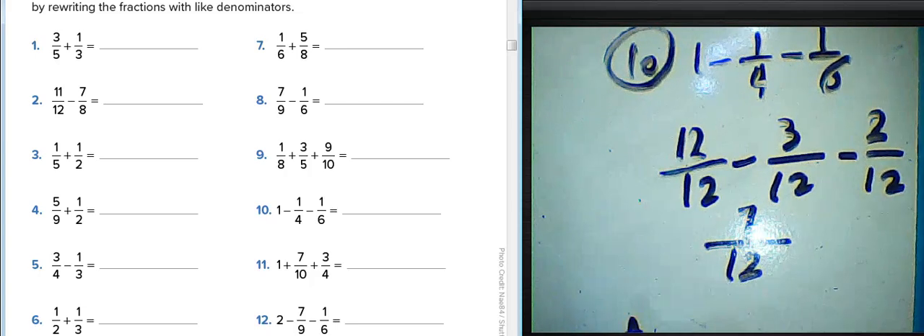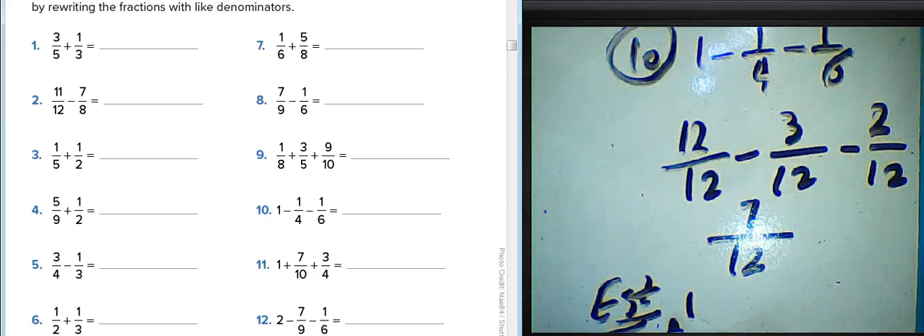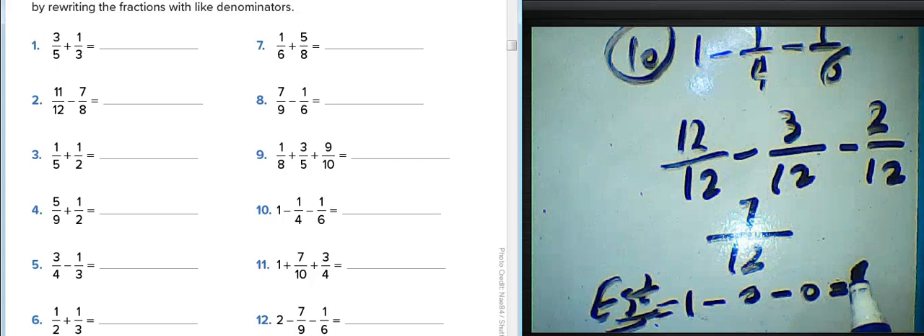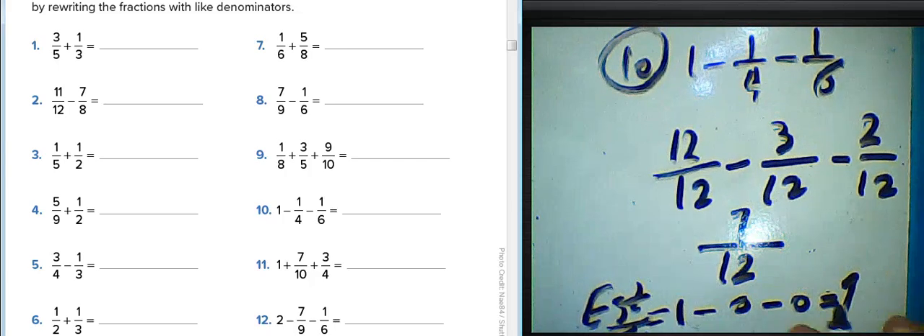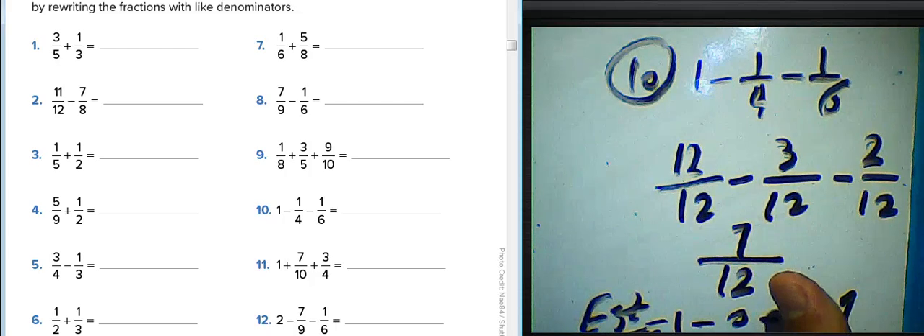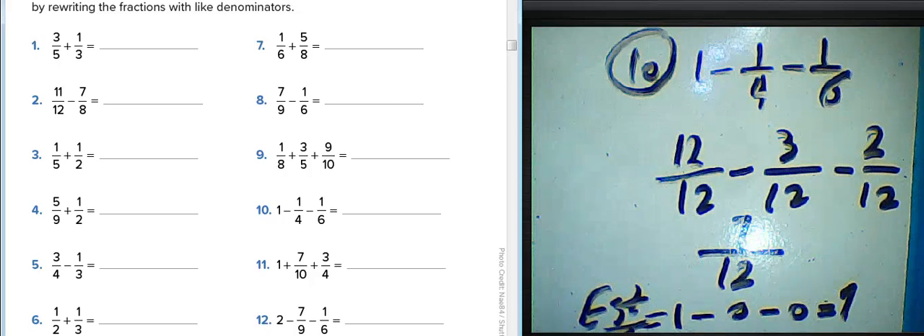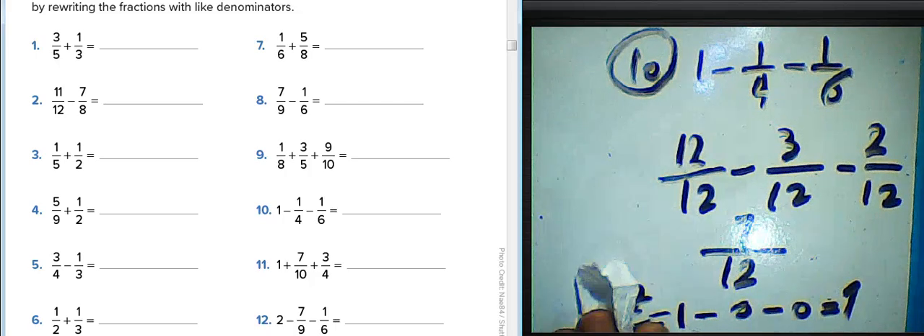And what about estimation? Here, write 1, it will be nearest to 1. One fourth is nearest to 0, and 1 over 6 is nearest to 0, so the result will be 1. And 7 over 12 is not reliable, because half of this number is 6, and 7 is nearest to half of 12. So the estimation number is not nearest to the actual number. Okay, what about question 11?